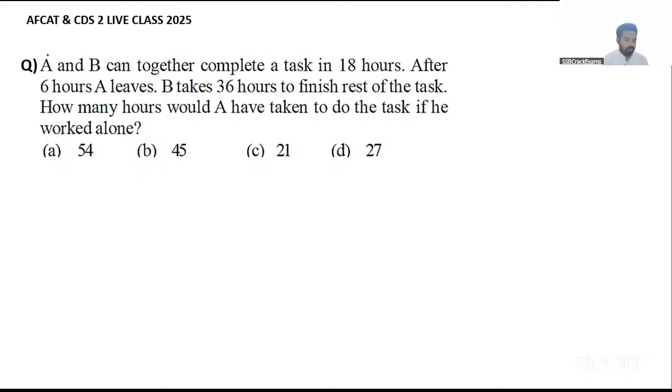So what the question is saying is that A and B together can take 18 hours. So in 1 hour they will do 1 upon 18th part of the work, and in 6 hours they will do 1 upon 18 times 6. That means 1 upon 3 part of the work. So the remaining work will be the complete work.